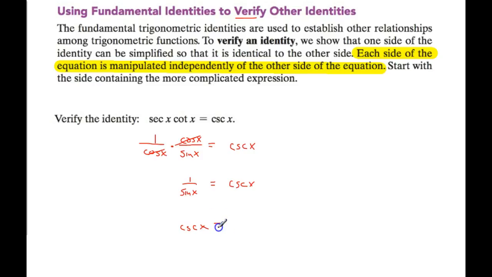I've shown that by manipulating only one side that I get the other. Now it would have been fine if I would have changed this to 1 over sine and then just at this step show that they are equal. That would also verify the identity. By manipulating the left and manipulating the right to get 1 over sine, I've shown that we get equality, that the two things are equal. So either way would have worked to verify the identity. Alright, let's try another one.